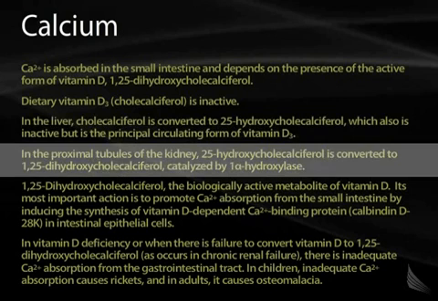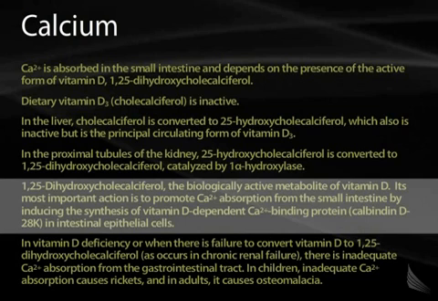In the proximal tubules of the kidneys, one hydroxylation takes place, so then you have the active form of vitamin D, which is 1,25-dihydroxycholecalciferol. This process is catalyzed by 1-alpha hydroxylase. So now this active form, the 1,25-dihydroxycholecalciferol, is the biologically active metabolite of vitamin D. It has a number of actions, namely to promote calcium absorption from the small intestine, and it does this by inducing the synthesis of vitamin D-dependent calcium binding protein, or calbindin D, in the intestinal epithelial cells.